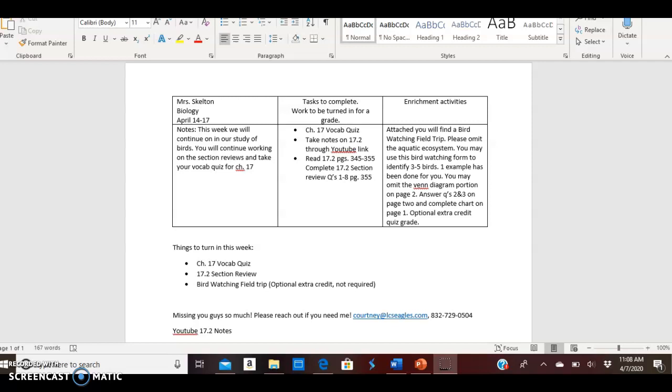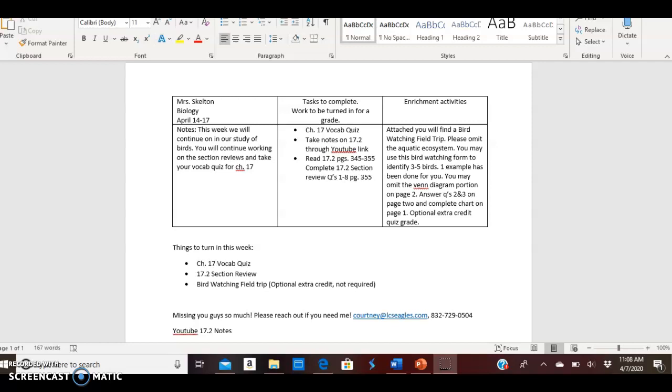But before we get into that, I just wanted to give you a brief overview of what's due this week. You will have a chapter 17 vocab quiz I'm going to send home with you. I will also email a copy of that to your parents. You may not use any notes for that, and you need to complete that and turn that in by Friday. You also will be taking notes through this lecture, and you need to complete the section review. So you're going to be doing numbers 1 through 8 on page 355.